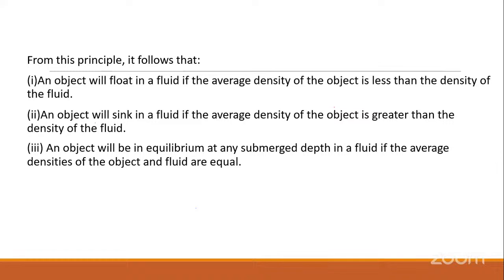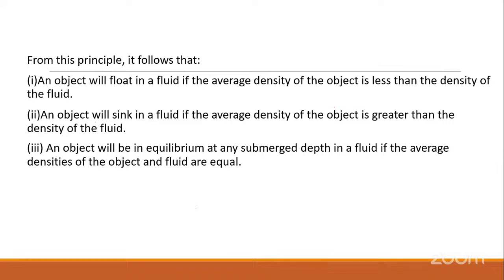The question is, the extent to which point 1 and point 3 will float will be different. For point 1, which is object density less than fluid density, the object will just be on the surface of the fluid. No part of the object will be submerged. It will just be on the surface.